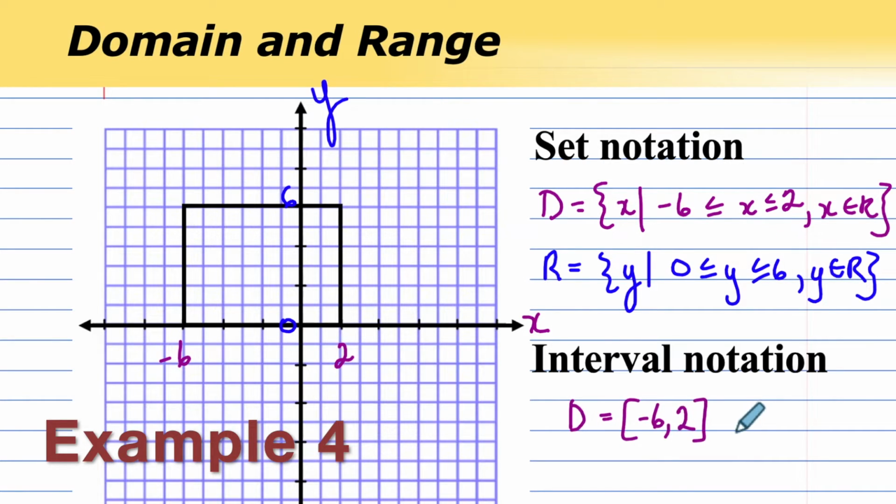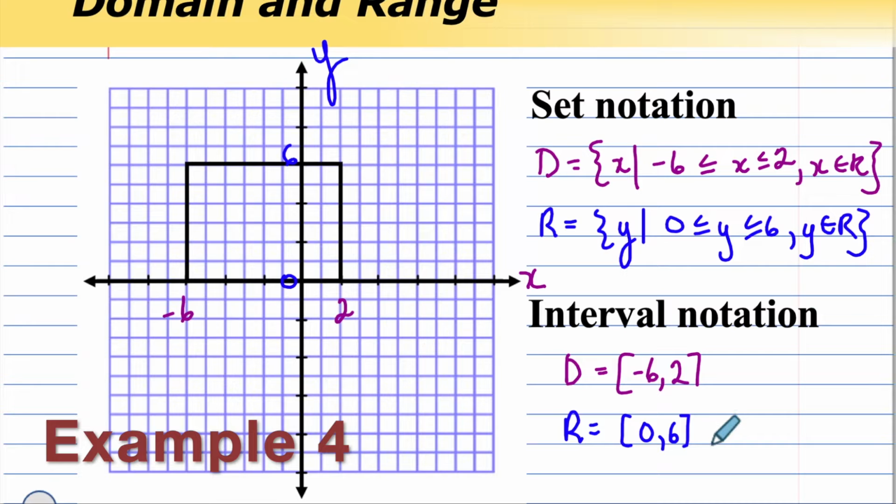The domain for interval notation would be -6, 2 with square brackets. And the range is 0, 6, where both endpoints are included.